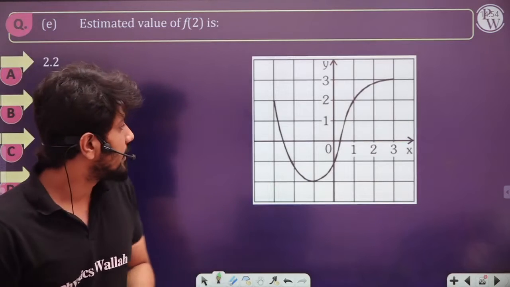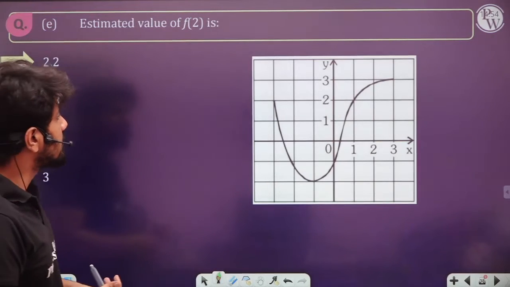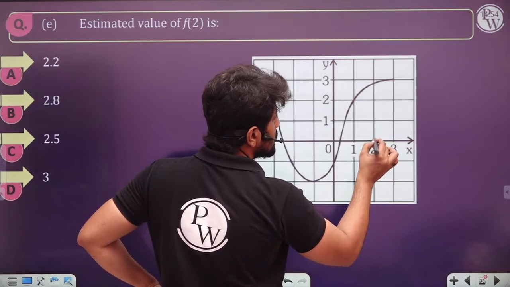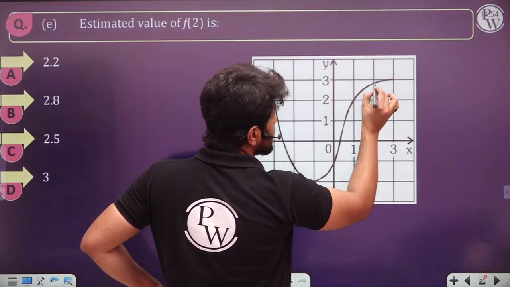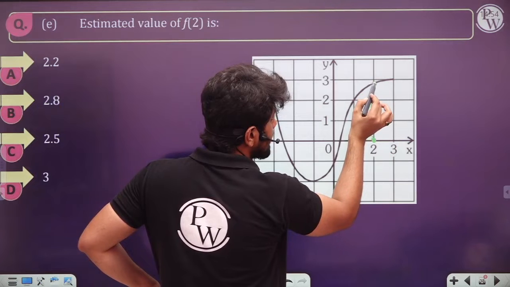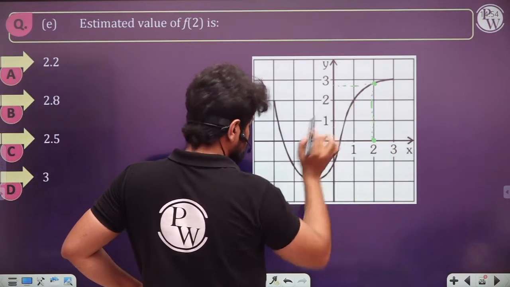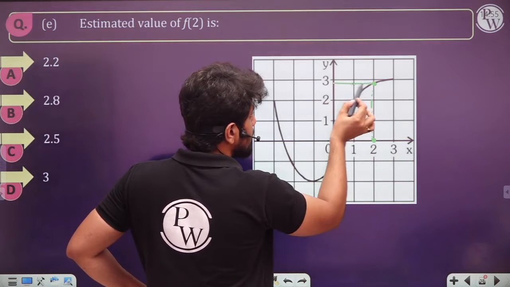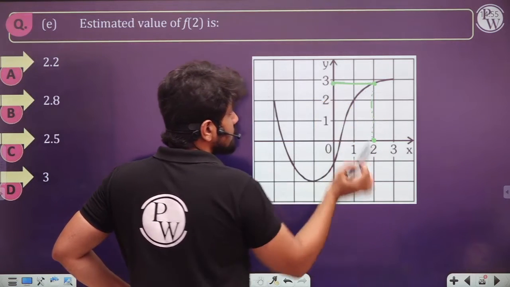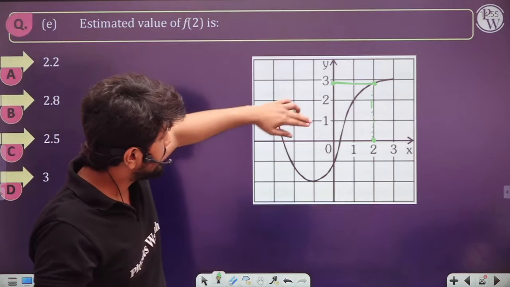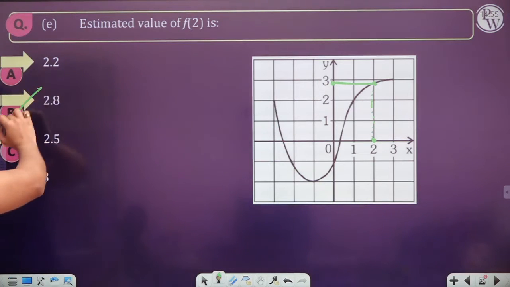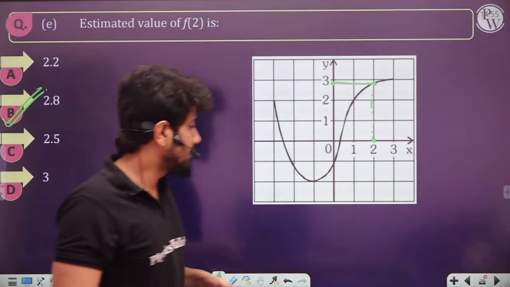Estimated value of f of 2, the value for f of 2, yes. So at x is equal to 2, what is the value we are getting? We are getting a value very close to 3. They are also telling us to estimate which of the following options will be right. What will be the value at 2? It is very close to 3, right? It is more than 2.5, it is very close to 3, so we can say that it will be around 2.8. We are just estimating it.